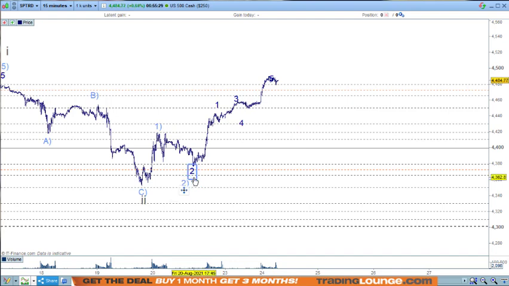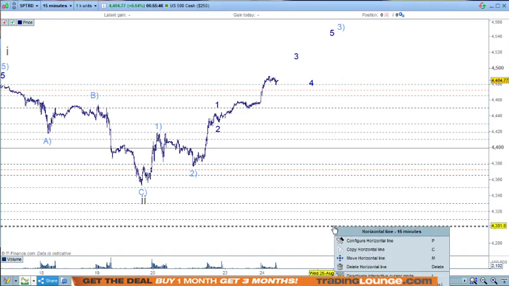Even if I've got the degree of structure wrong here, we won't be too far out for all of this anyway, so we'll be looking at something of this nature, and then wave 3 up here for that. So we've got further to go.